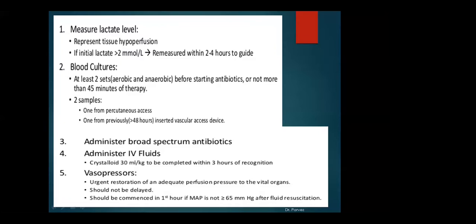There are 2 balancing points here. Start the IV fluids at the same time, and try to give enough fluids before starting vasopressors, but at the same time, vasopressors should not be delayed.